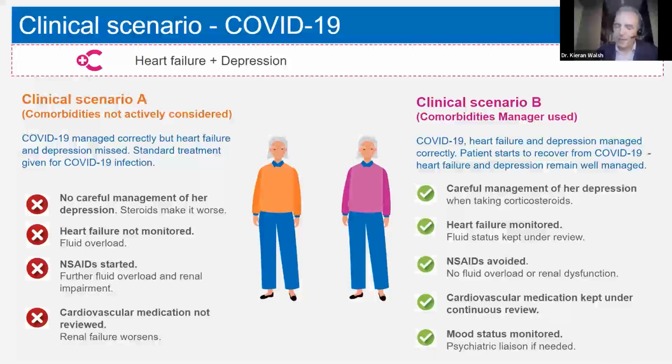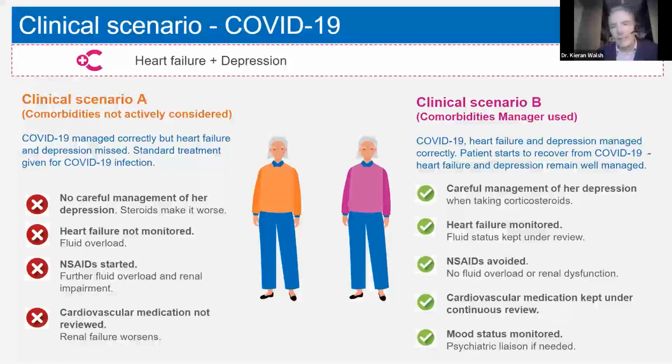What happens? Well, you'll start the patient on steroids for severe COVID, but you'll keep a close eye on the depression because you know steroids can make depression worse. And you'll monitor mood status and maybe arrange psychiatric liaison. In light of the heart failure, you'll keep the fluid status under review. You'll avoid non-steroidals, and you'll keep cardiovascular medications and perhaps renal medications under continuous review as well. That's what you should be doing.